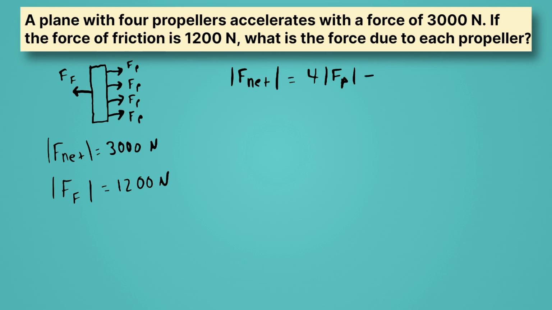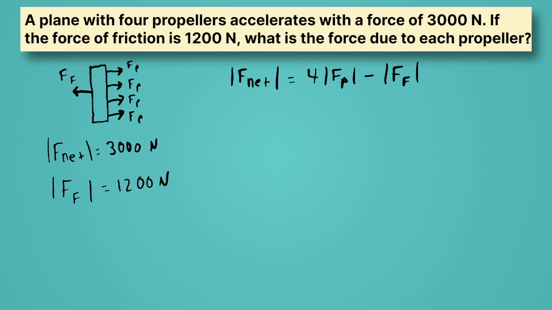And then what's pulling it back is our force of friction. So we'll write F sub F. Again, using those vertical bars there just to represent magnitude. So we're not really thinking about the direction other than the fact that the friction is opposed to the force of the propellers. We're going to plug in the magnitudes there though.